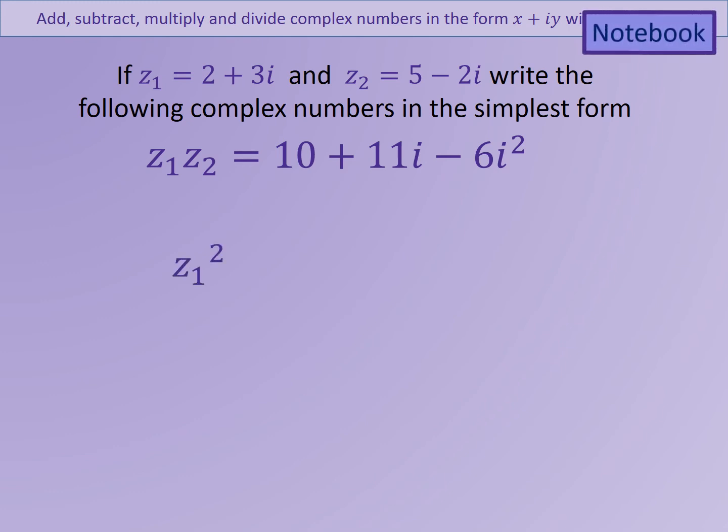If we look at Z1 squared, so we have 2 plus 3i multiplied by itself, 2 plus 3i. We apply the same rules again, so 2 multiplied by 2, then 2 multiplied by 3i, 3i multiplied by 2, and 3i multiplied by 3i. This simplified will give us 4 plus 12i plus 9i squared.